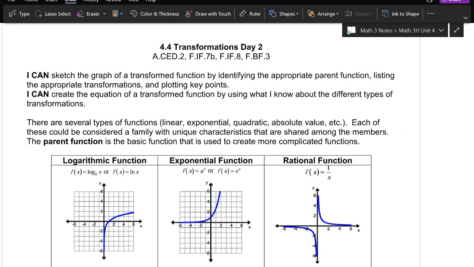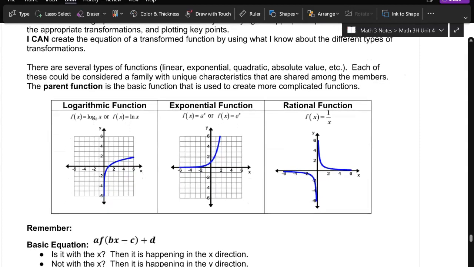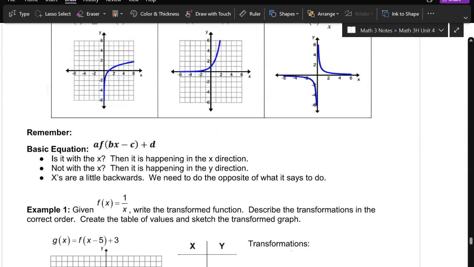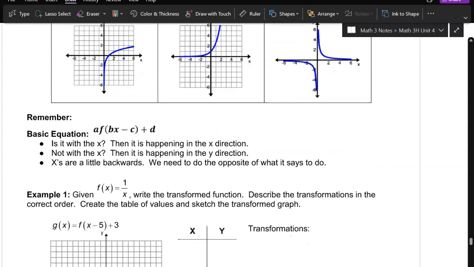This is 4.4 Transformations Day 2. We are going to be looking specifically at our logarithmic, exponential, and rational function or reciprocal function parent functions. And then we're going to be doing our transformations on those. Just things to remember: our basic equation, and then is it with x, then it's happening in the x direction. Not with x, then it's happening in the y direction.